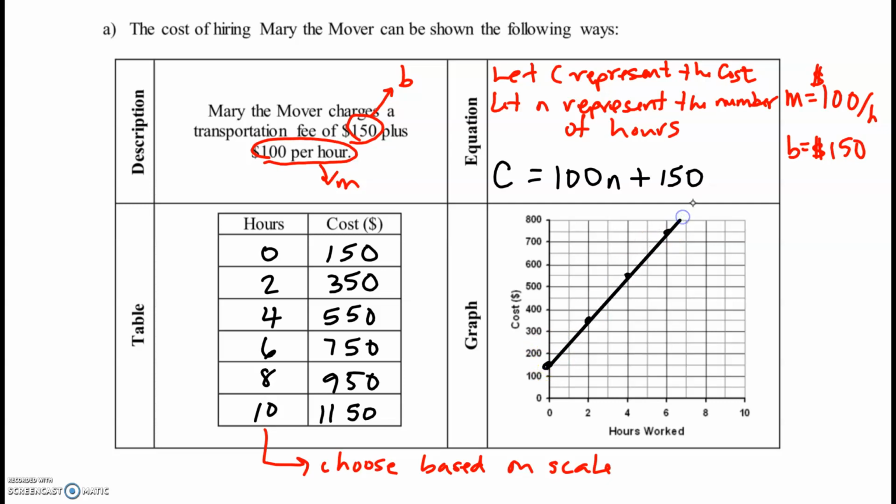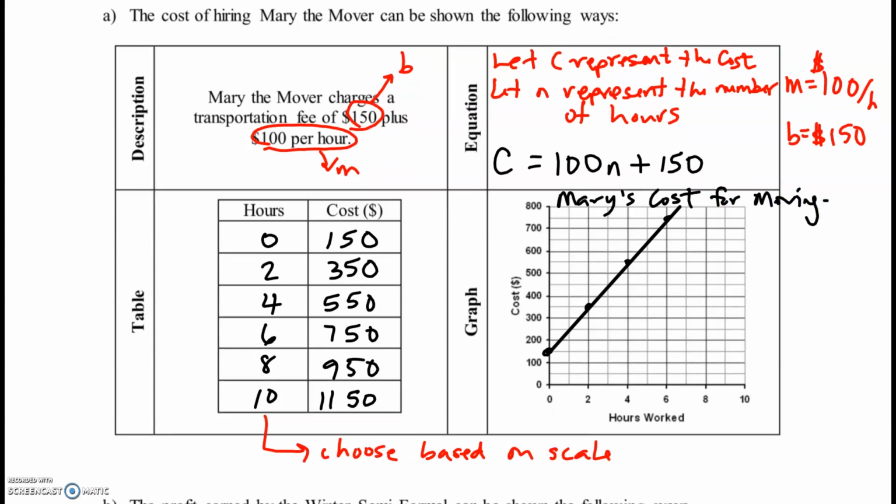Now I can see that they did the labels for me, but they don't have a title, so we'll put on here Mary's cost for moving. So you could do a title like that, or you could just do cost versus hours. Okay, A is done. Let's move on to B.